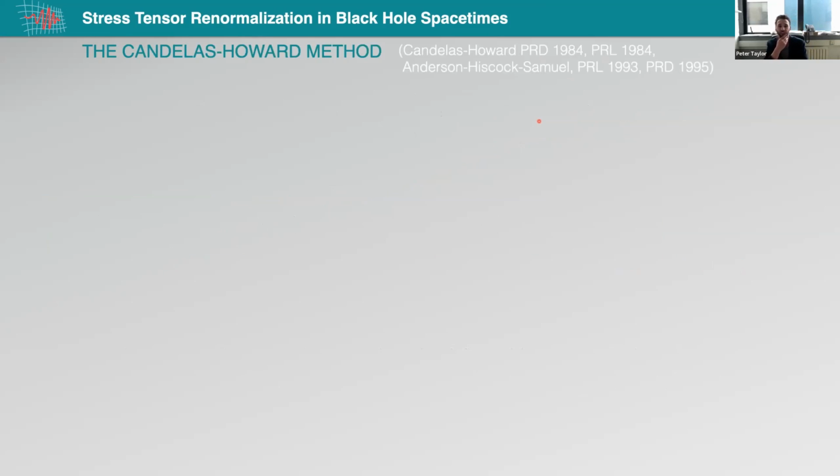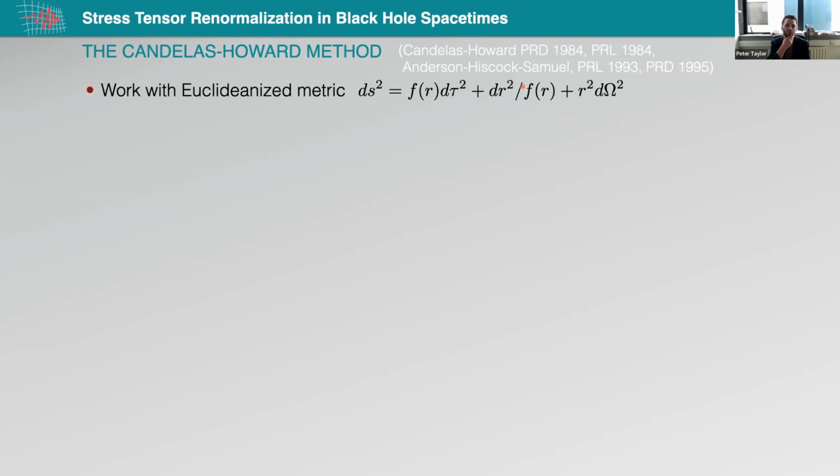Now, the first resolution, at least practical resolution that I know of, came from Candelas and Howard, who looked at a massless scalar field in Schwarzschild spacetime. They developed a method, which was later extended by Anderson, Hiscock, and Samuel in the 90s. To give you a basic sense of the idea, first of all, you work in a particular quantum state called the Hartle-Hawking state, which is a thermal state. Because it's a thermal state, it satisfies the KMS condition, so you can work in the Euclideanized version of the metric, which for some technical reasons that I won't go into is actually easier.